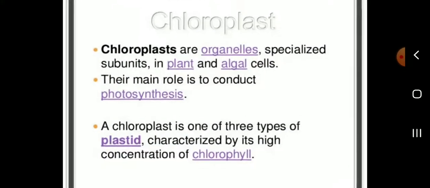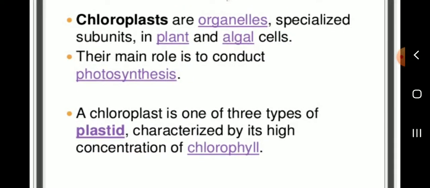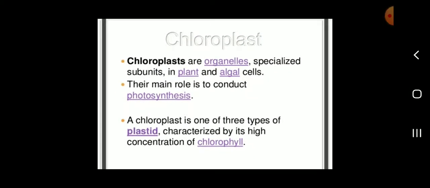Next, students, chloroplast. What is chloroplast? Chloroplasts are organelles, specialized subunits in plant and algal cells. Their main role is to conduct photosynthesis. A chloroplast is one of three types of plastid, characterized by its high concentration of chlorophyll.